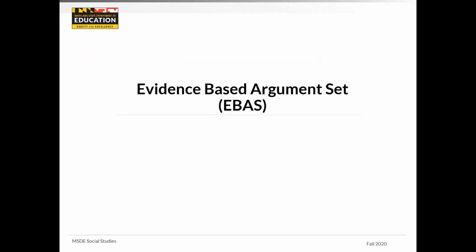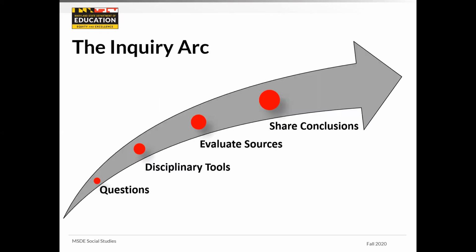The 5-point argumentative rubric was developed as a way to assess the evidence-based argument set, or EBUS item, that was created for the American government assessment. Let us take a moment to discuss the skills being assessed in the EBUS item. The EBUS assesses the Maryland Social Studies Standard 6.0 skills and processes. It was determined the best portion of this standard to place on an assessment would be the evaluate sources and share conclusions portion of the standard.